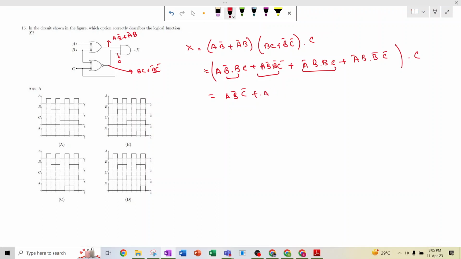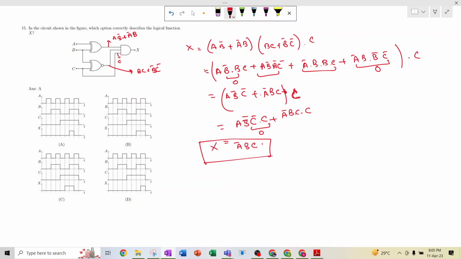Here we get A bar B C plus, and the other terms also become 0. So this thing multiplied with C, that means A B bar C bar into C plus A bar B C into C. So this becomes 0 again, and it becomes ultimately A bar B C. So x equals A bar B C. This is the correct Boolean expression, x is equal to A bar B C, right?